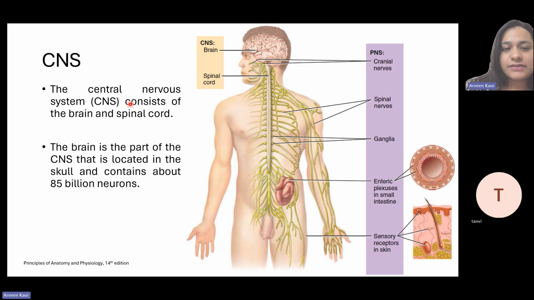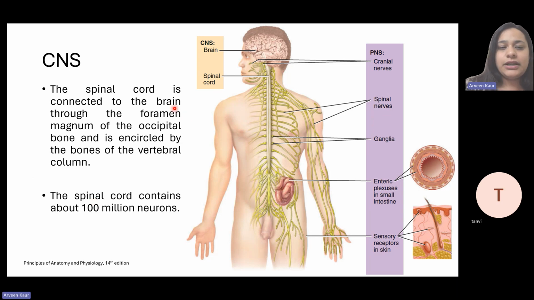So, the central nervous system consists of the brain and the spinal cord. The brain is a part of the CNS that is located in the skull. So, this is the skull, the bony structure of our head, and this is where the CNS or the brain is basically located. And it contains about 85 billion neurons. So, that is actually a huge, huge number. These are the number of neurons that roughly is present in all of our brains.